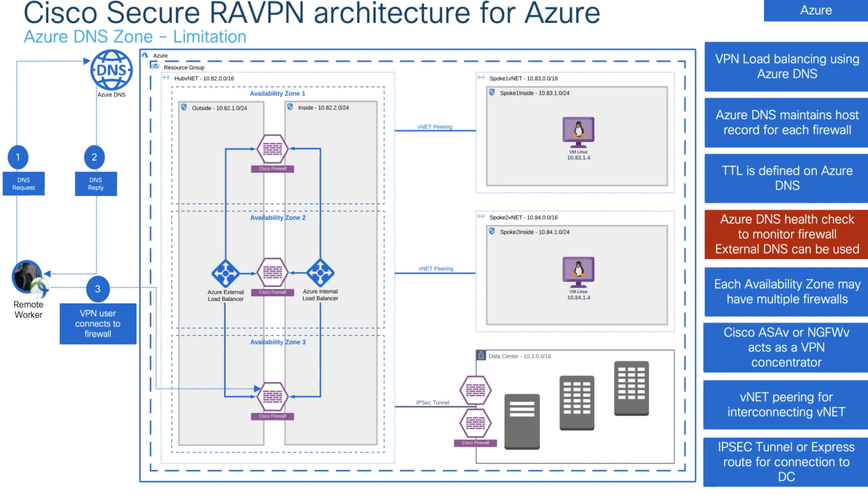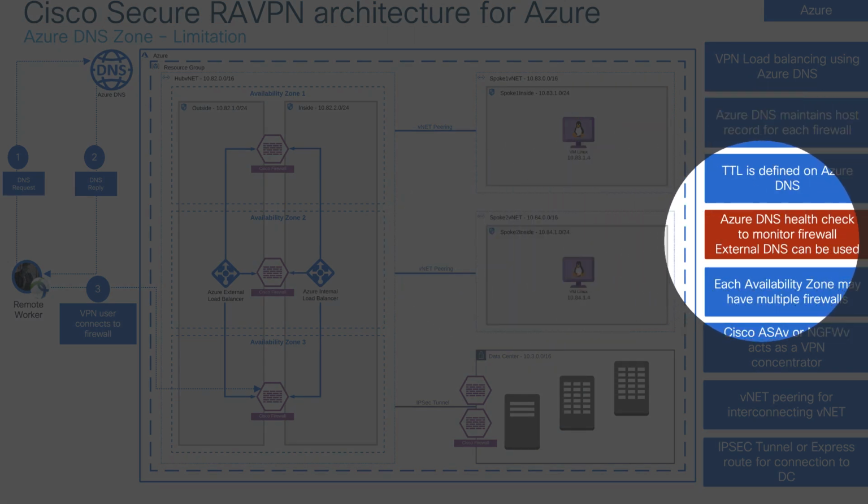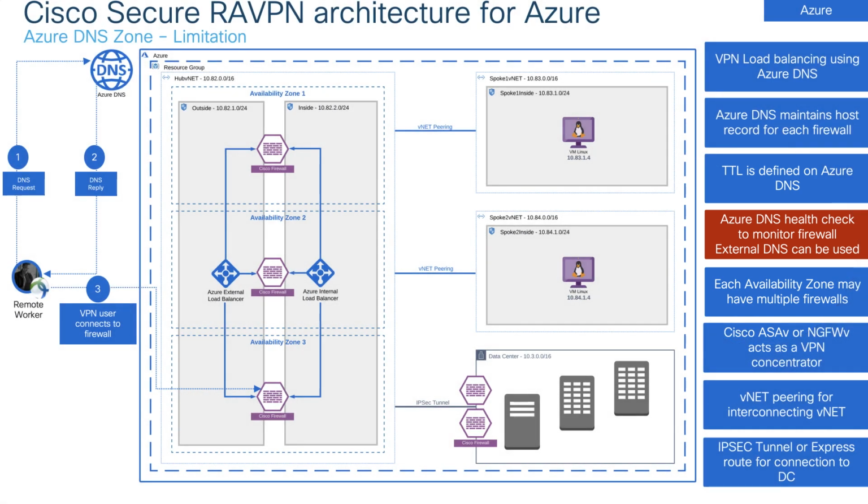Now, I have already talked about this limitation. I'll not focus more on this one, but you have an option of using other DNS as well in order to provide VPN load balancing.